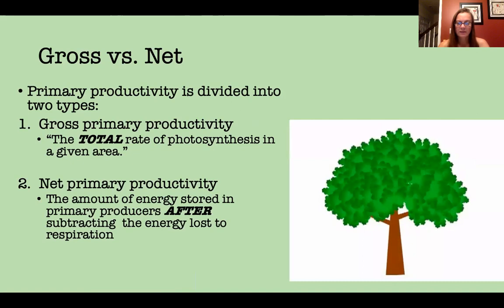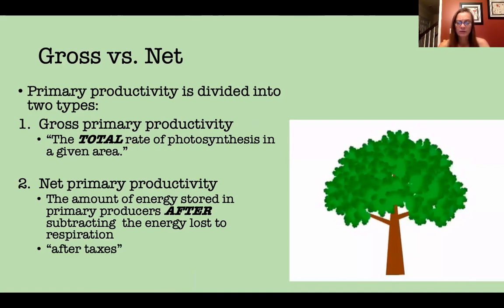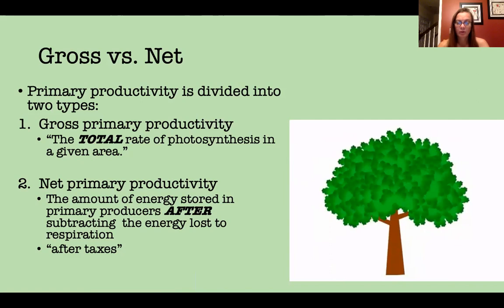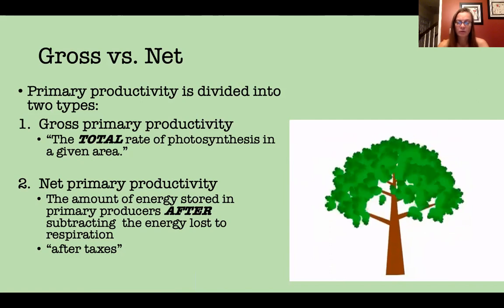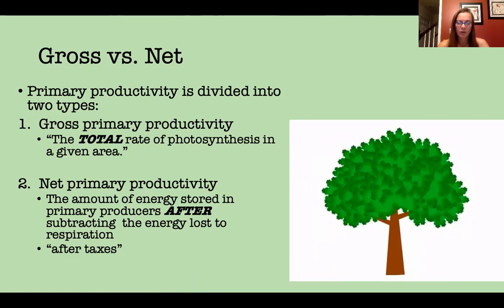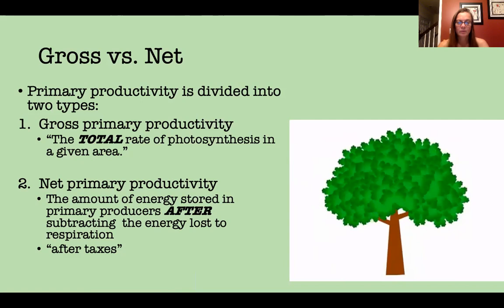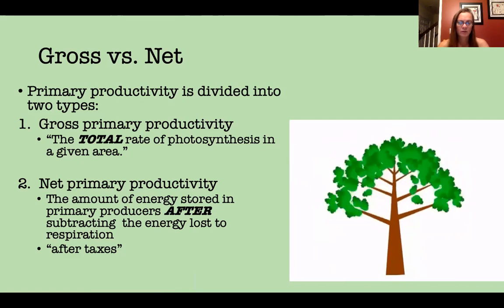So we can think of this, going back to our currency analogy, as the amount of money that's left after you pay your taxes and buy your food. So trees or other plants take in energy from the sun, but they're not able to store all of that energy. They have to use some of it for their processes, for cellular respiration, for their own purposes. So net primary productivity then is calculated by subtracting respiration from gross primary productivity.